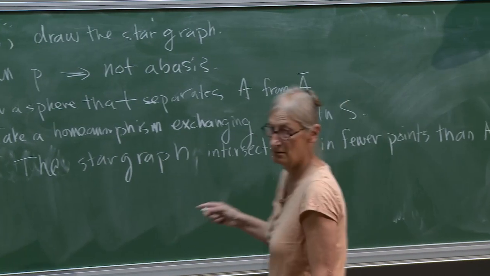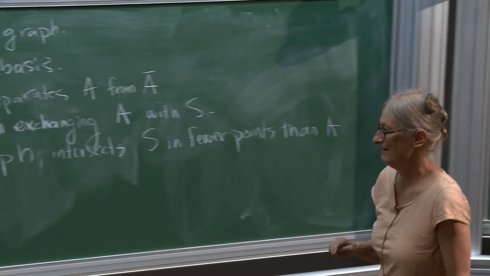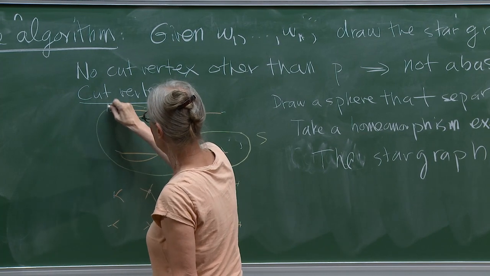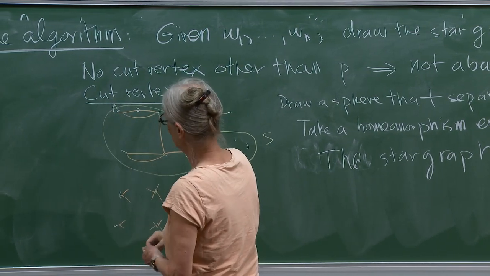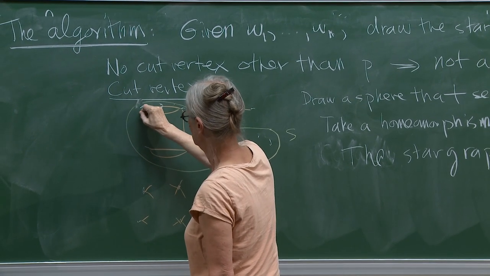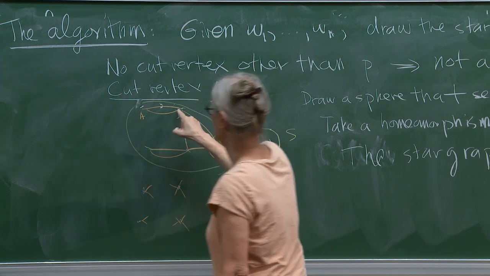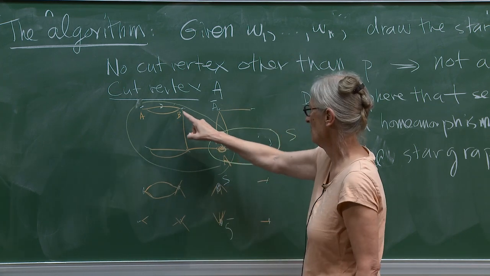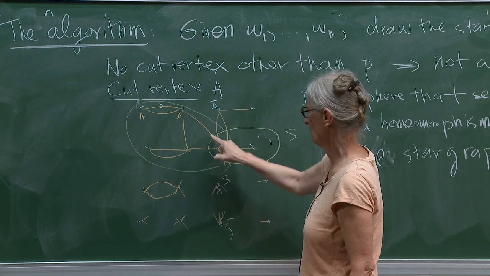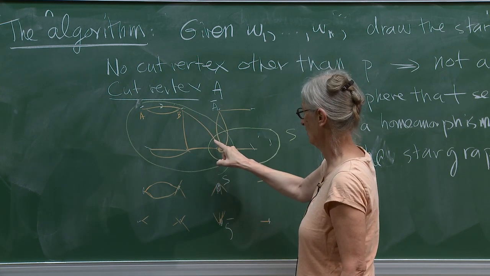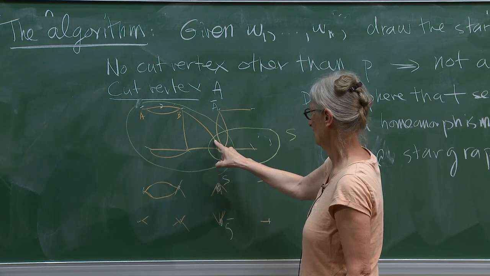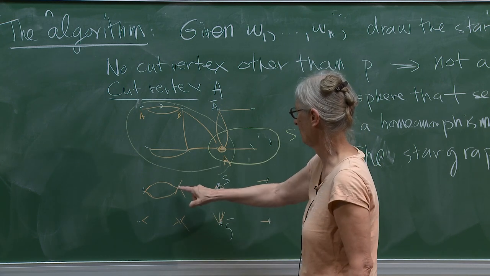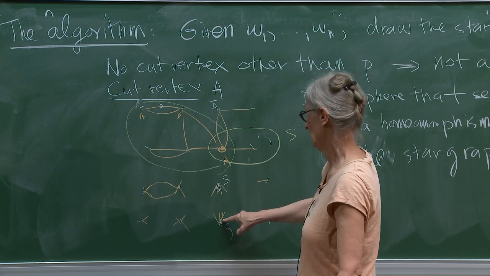And can you actually connect the dots? I don't really understand what this process is. Yeah, well, if you have a segment of your star graph going from A to B, you still have A and B over here, it still goes from A to B. If you have a segment of your star graph that went from B to A through S, then now it goes from B to S and out S on the other side.